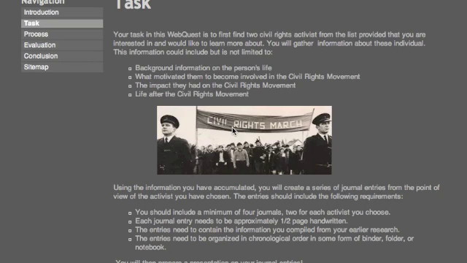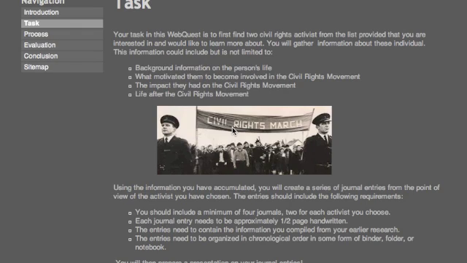The task is to first find 2 civil rights activists from the list provided that you are interested in and that you would like to learn more about. You will gather information about these individuals. This information could include, but is not limited to, background information on the person's life, what motivated them to become involved in the civil rights movement, the impact they had on the civil rights movement, and their life after the civil rights movement.